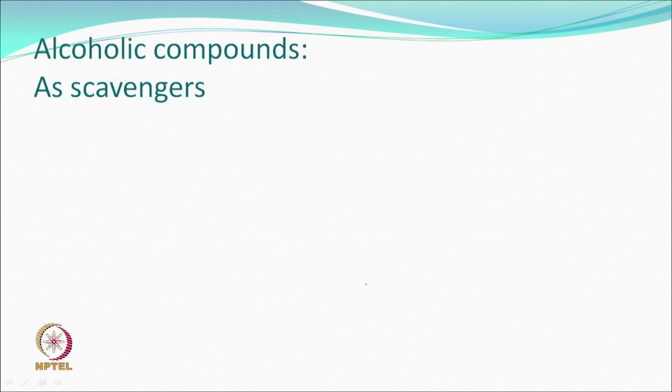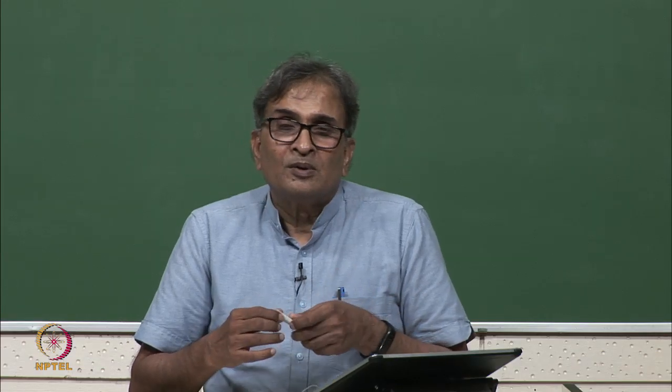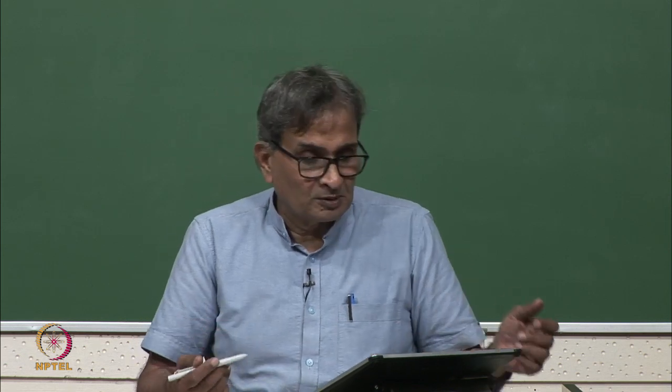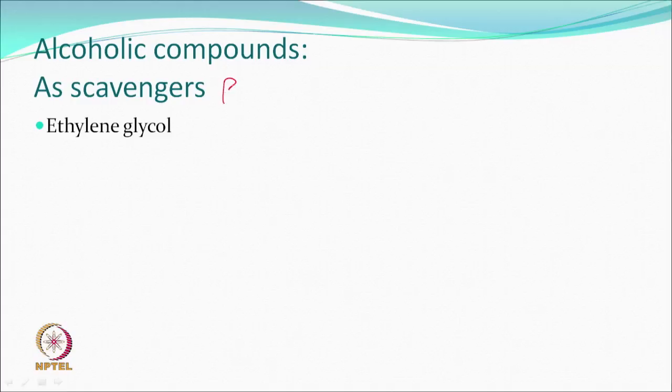Then there are other compounds which are non-nitrogenous compounds. Some of them are called the alcohol compounds, which are also used as scavengers. Ethylene glycol, I am sure you are quite familiar with this compound. Where is it used? It is used in the manufacture of polyethylene terephthalate. It is one of the monomers which is used for the synthesis of polyester. But here we are looking at this from a different perspective. What is ethylene glycol, you remember?